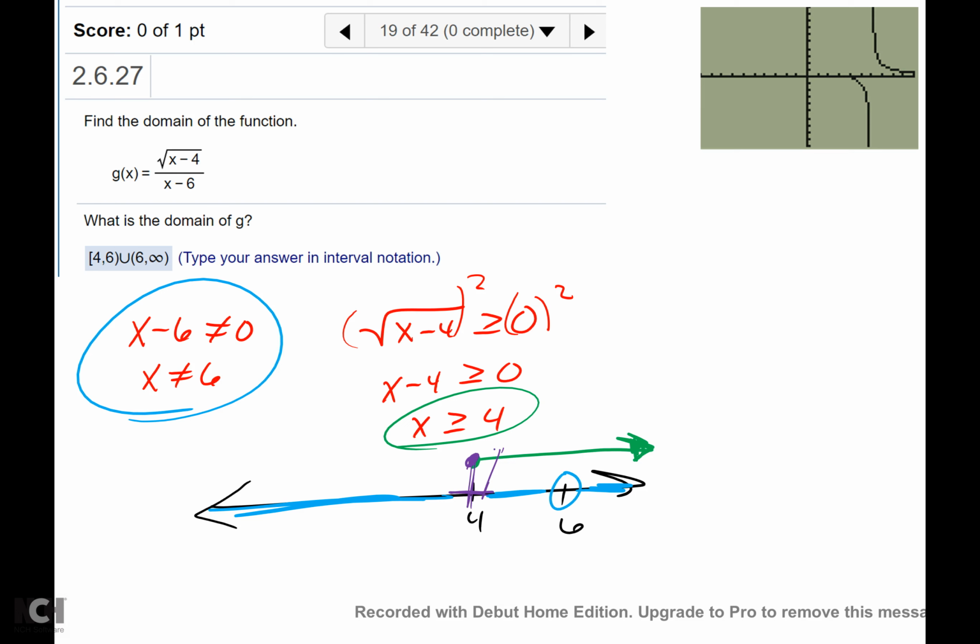Okay, so this is included, green and blue, green and blue, green and blue. I have to jump there because a no outweighs a yes. Green and blue, green and blue. So that starts at and includes 4, goes to 6, union, 6 to infinity. Okay?